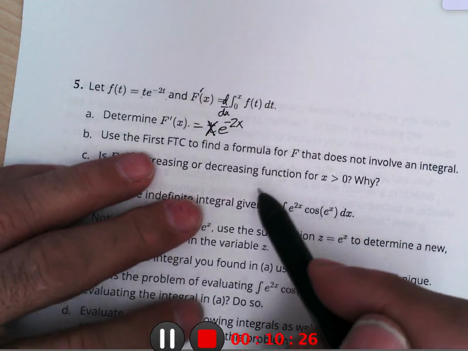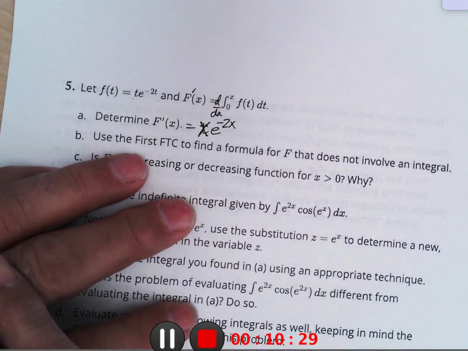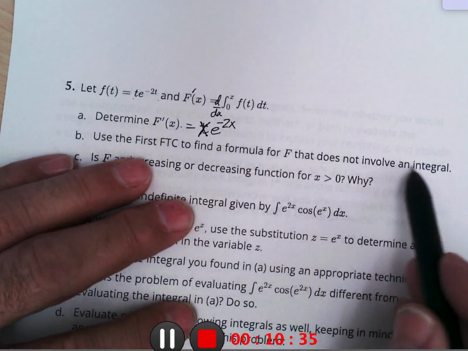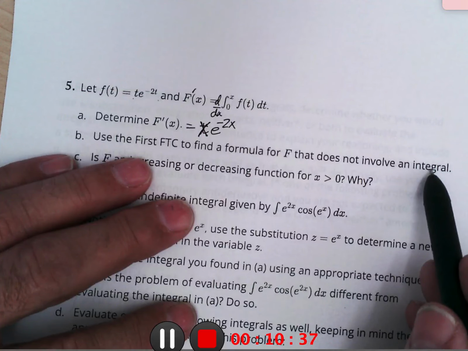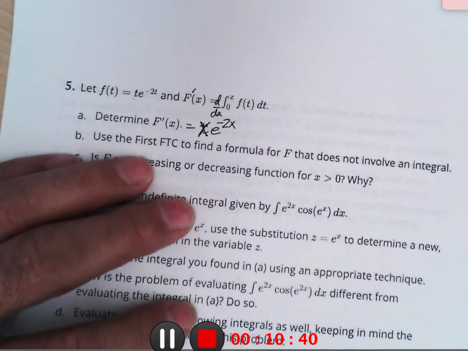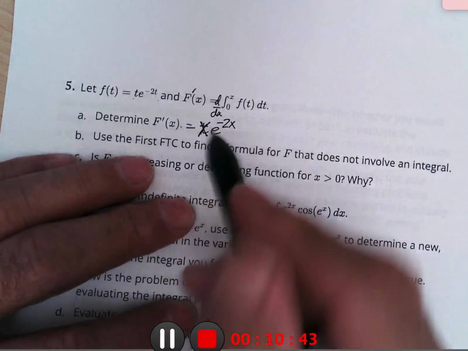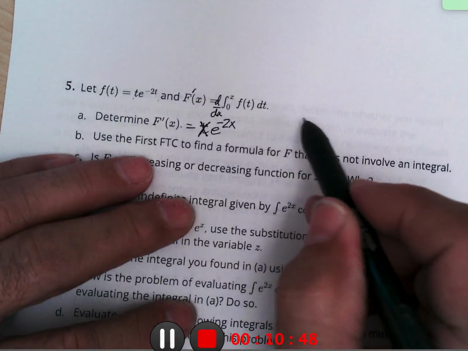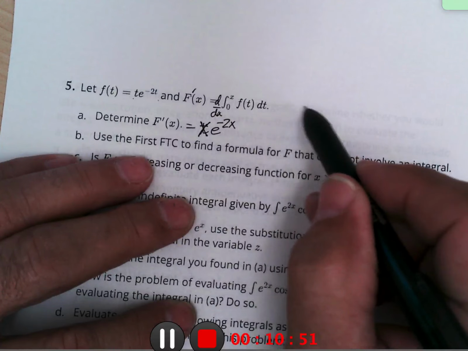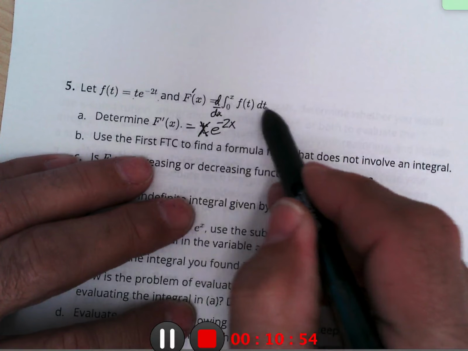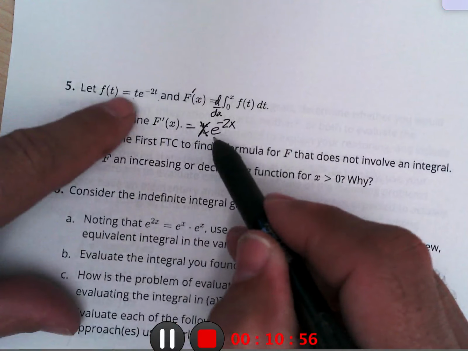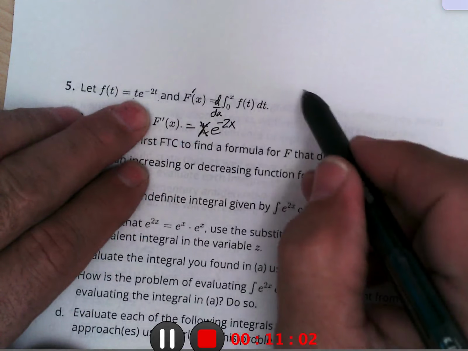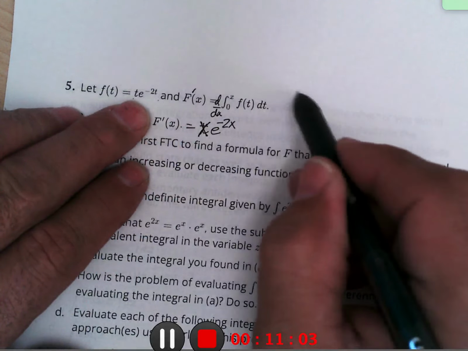Now, find a formula for f that does not involve an integral. So f is from 0 to x, so it's the integral from 0 to x of this, which means we have to integrate this. And to integrate that, we're going to use the antiderivative, or we're going to use integration by parts.